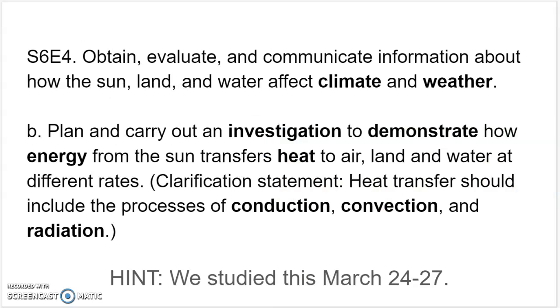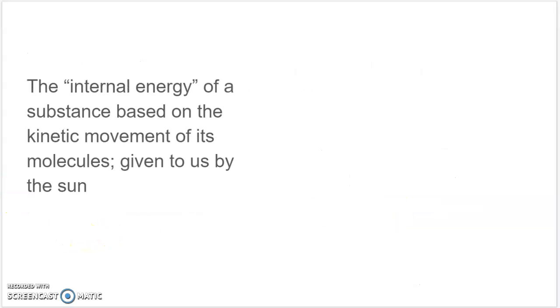So that does it for our first standard. Our next one is talking about how the sun transfers heat to air, to land, and to water at different rates. And it specifies we've got to talk about transfer through conduction, convection, and radiation. So our first definition, the internal energy of a substance based on the kinetic movement of its molecules. And as a hint, this is the energy that's given to us by the sun.